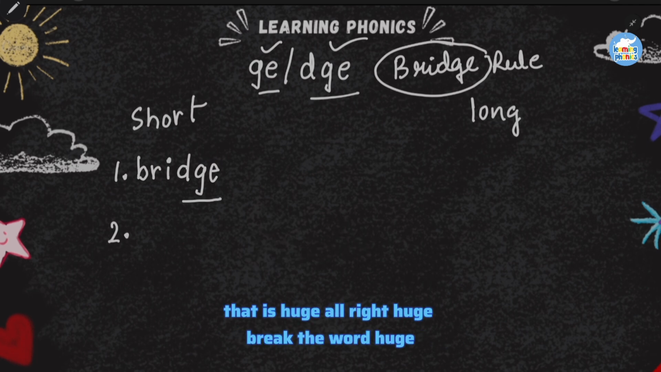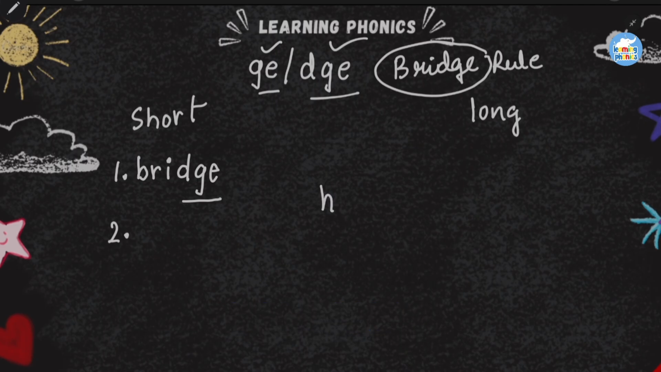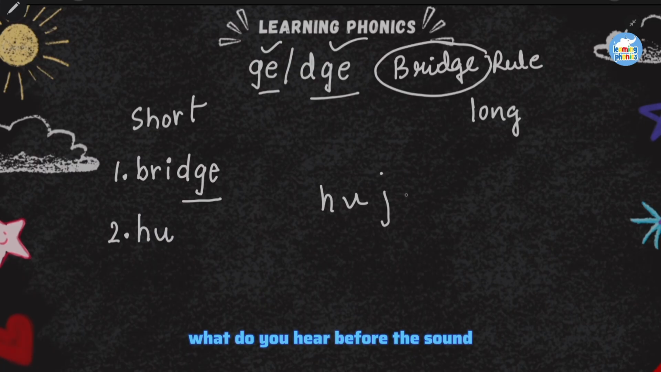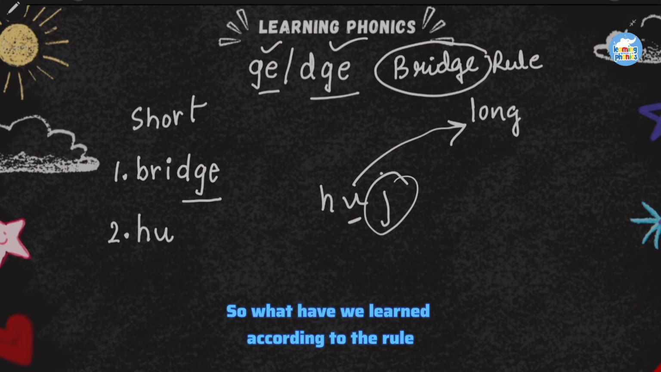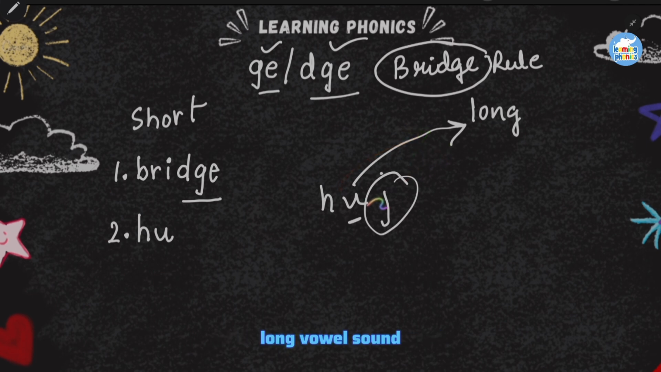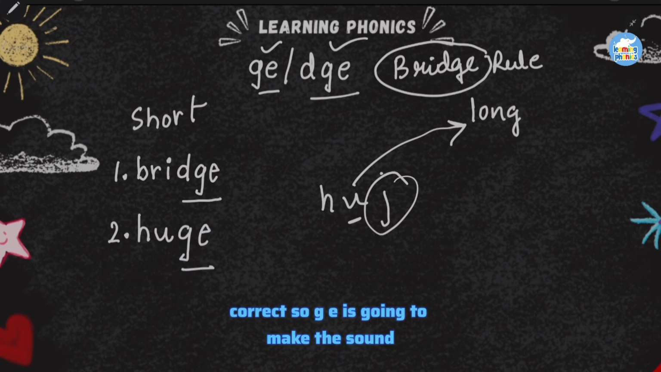Let's take another word, that is huge. Break the word. Huge. Write down, it says you. Now tell me, what do you hear before the J sound? Is U a long sound or a short sound? Correct, it's a long sound. According to the rule, when you have a long vowel sound, what are you going to use? You're going to use GE. So GE is going to make the J sound, huge.